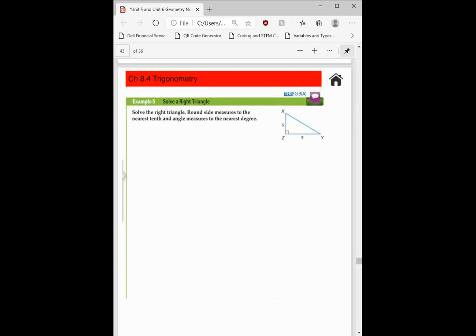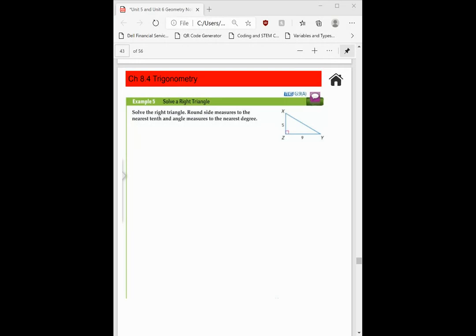If we type that into our calculator, we get A is equal to 41.8. Okay, let's look at example 5. One moment. My pen won't let me write. There we go. Example 5. Solve the right triangle. Round side measures to the nearest tenth and angle measures to the nearest degree.